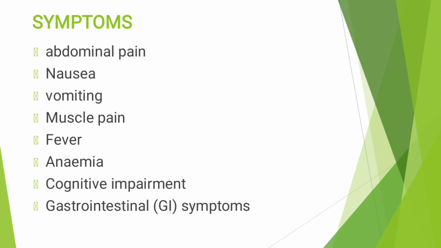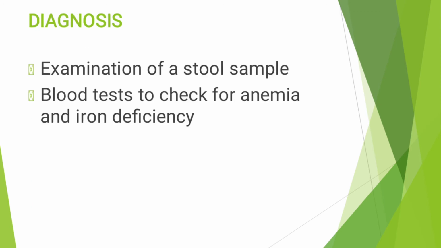So how do you diagnose this kind of disease? The diagnosis is by examination of a stool sample and then a blood test to check for anemia and iron deficiency. The stool sample is examined using a microscope on a specimen of stool.